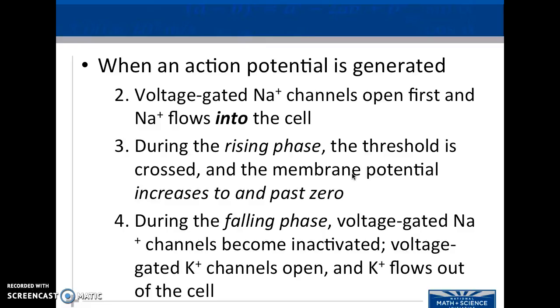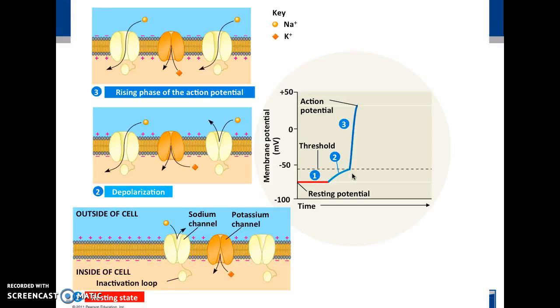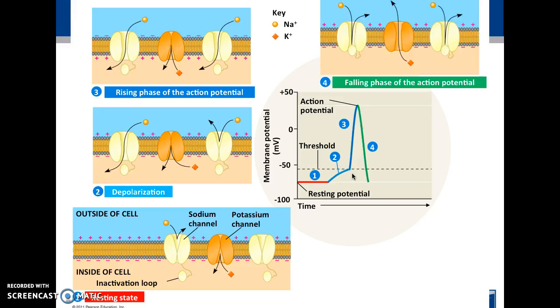During part 3, we see the rising phase. So part 2 is going to be the blue, and then 3, the dark blue, is actually our rising phase. Still tons of sodium being dumped into the cell, making it less and less negative, and eventually once it crosses 0, it starts becoming very positive. We get our green line, which is the falling phase.